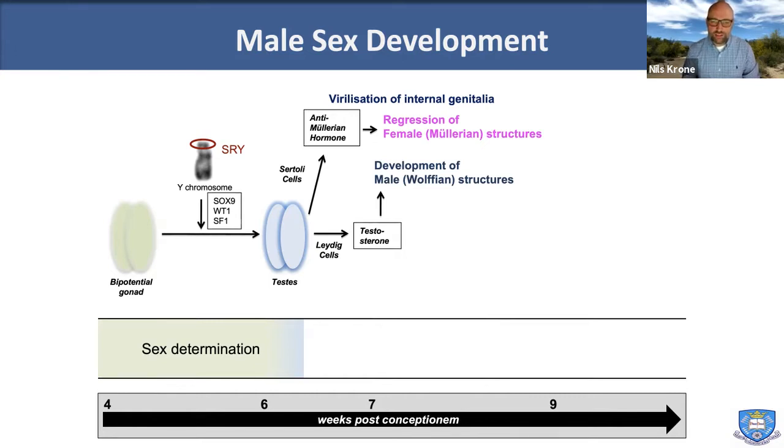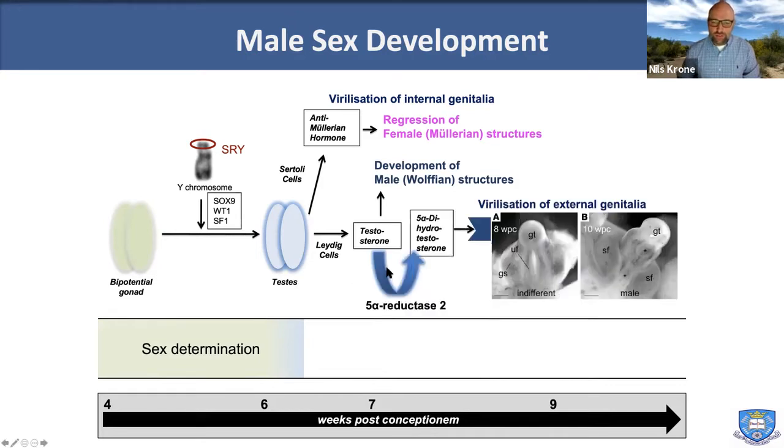The testes synthesize testosterone, which leads to development of the male or Wolffian structures. And then testosterone is converted by 5-alpha-reductase type 2 to dihydrotestosterone. You need that for the development and virilization of the external genitalia. And that bit is sex differentiation. On the other hand, if you have a problem like hypospadias happening very early on here, that gives you an idea that you have had a problem in the first trimester. Whereas if you have a micropenis with otherwise full development, that's a problem most likely happening at another time point.